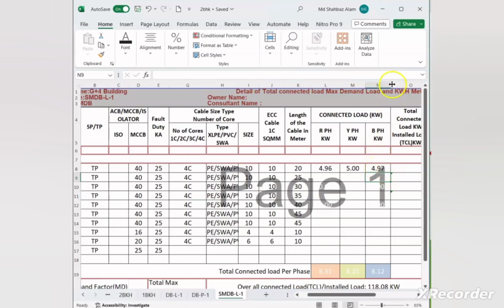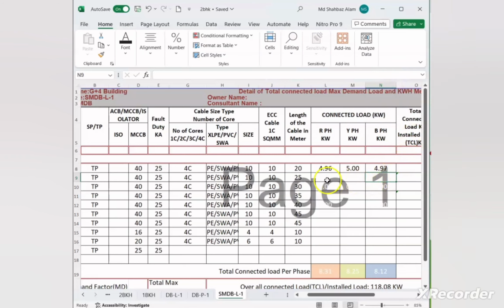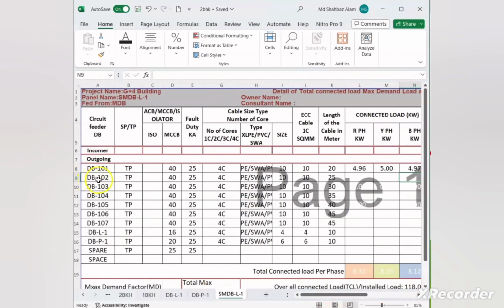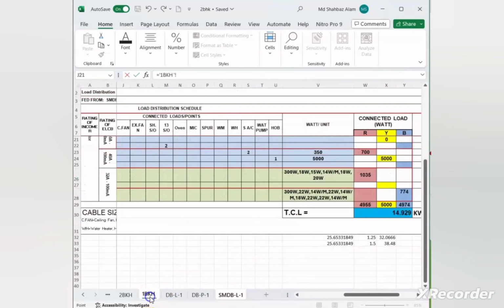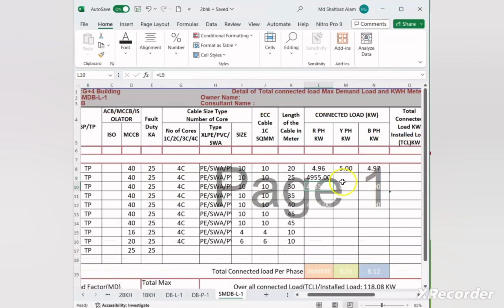Okay, the hash is coming because I put less space. For another one I will show you. This is for DB102. So 102 is also the same 1 BHK DB. So I will put an equal sign here. Then I will go to the 1 BHK flat. Then I will select the R phase load and press enter. But here it came in watts. So I will divide it by 1000 and it came in kilowatts.